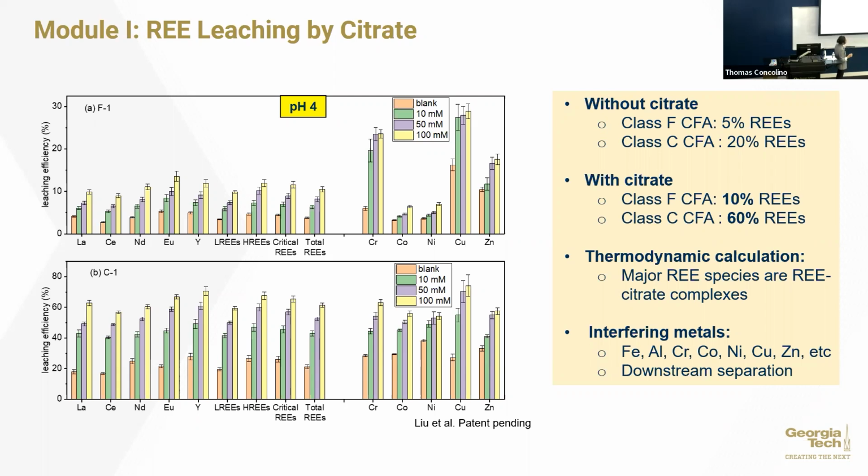And based on thermodynamic calculation, we know that the major REE species are REE-citrate complexes, as we predicted. But some other interfering metals, such as iron, aluminum, zinc, and copper, are also leached into the solution. So we come with coal fly ash, we add in citrate at a relatively neutral condition, and came up with a REE-enriched extraction solution. And now we need to worry about downstream separation of REE from the other interfering metals.